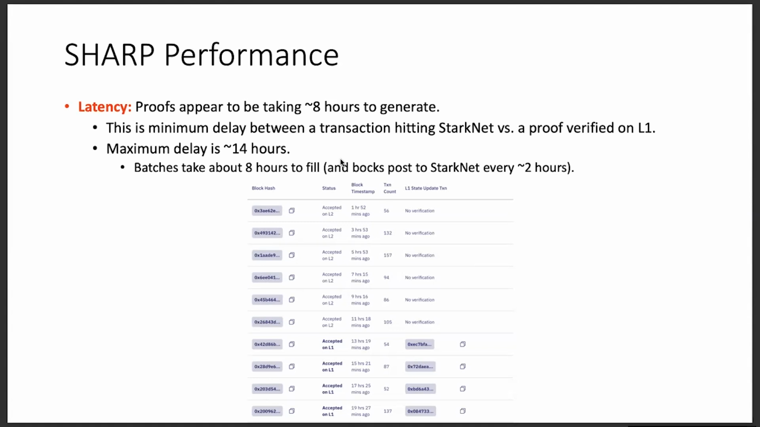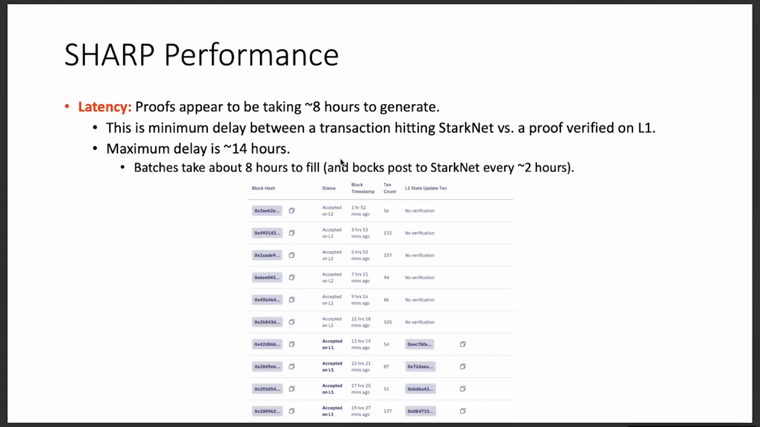So, and it can go up to like 16-ish hours. What seems to be happening is they're waiting 8 hours for a batch to complete, and then they're computing the proof. I mean, it's possible that they're computing the proof quickly and just not posting it until the next 8-hour window is up, but there's no reason to do that.